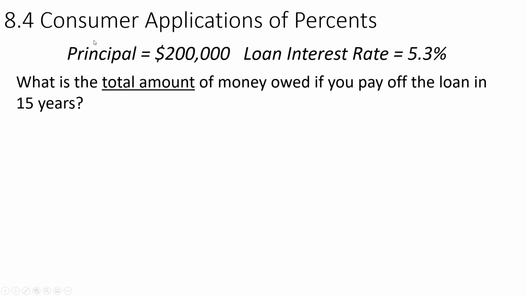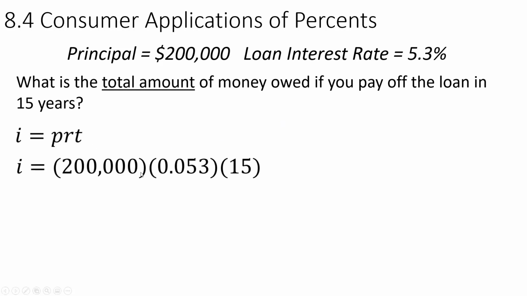So we've got a principal amount of $200,000 and a loan interest rate of 5.3%. What is the total amount of money owed if you pay off the loan in 15 years? And we should say this is an annual interest rate. All right. So first we're going to do I equals PRT. We're going to do the setup. 200,000, 5.3%, 15. Work that out.